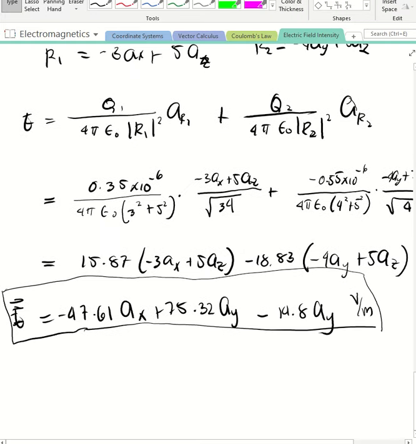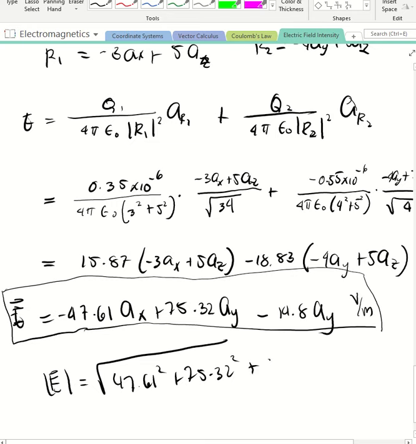If you need to determine the magnitude now of E, it will be just equal to the square root of 47.61 squared plus 75.32 squared plus 14.8 squared. So that will be the magnitude of E. So that is electric intensity.